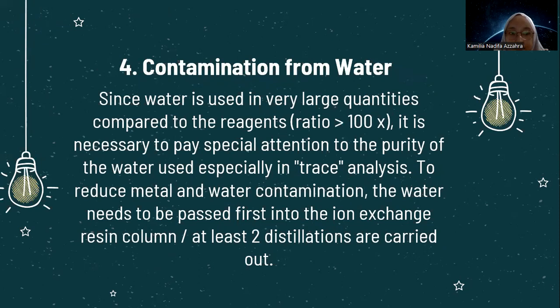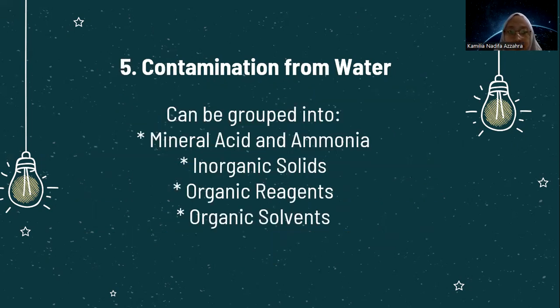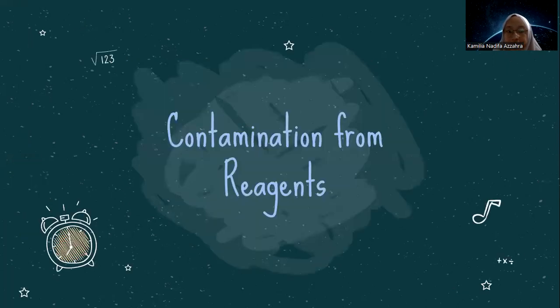Number four, contamination from water. Since water is used in very large quantities compared to the reagents, it is necessary to pay special attention to the purity of the water used, especially in trace analysis. To reduce metal contamination in water, the water needs to be passed first through an ion exchange resin column, or at least two distillations are carried out.